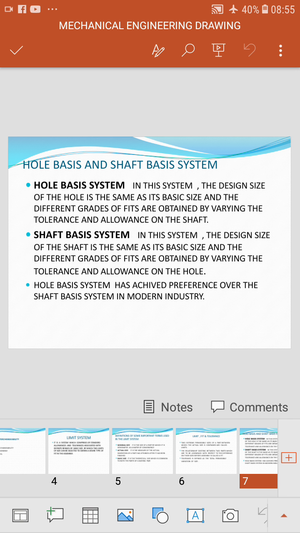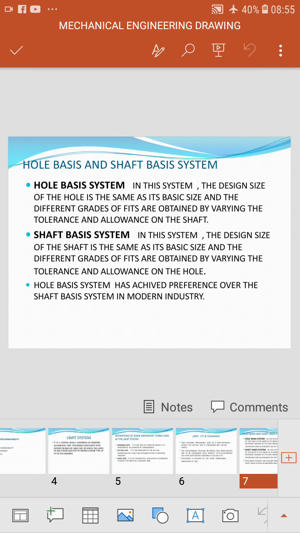Now come to the hole basis and the shaft basis system. In the hole basis system, the design size of the hole is the same as its basic size, and the different grades of fits are obtained by varying the tolerance and the allowance of the shaft. Here the hole size is constant and the shaft size is adjusted by machining the shaft.